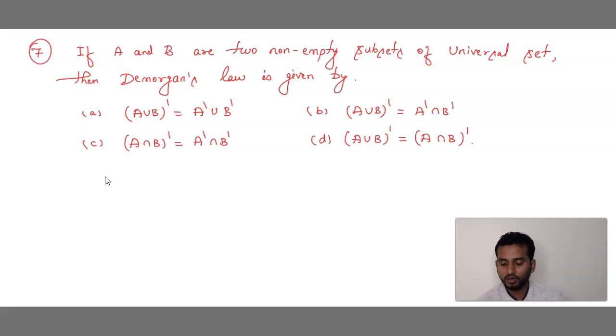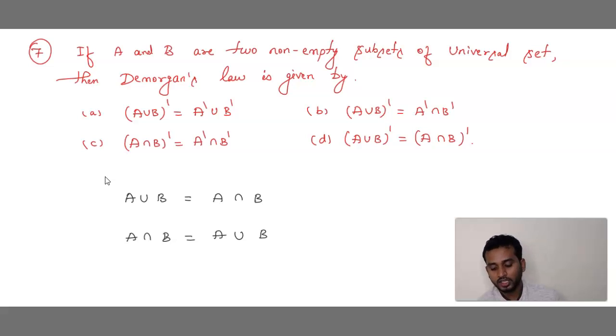Just before we go for these options, I would like to tell you one thing. Remember De Morgan's law logic. Here in case you get union, here we should get intersection, opposite. One more case I will take. Here in case you write intersection, here we should write union, opposite. If it is union here, then it should be intersection here, and intersection here means union here.